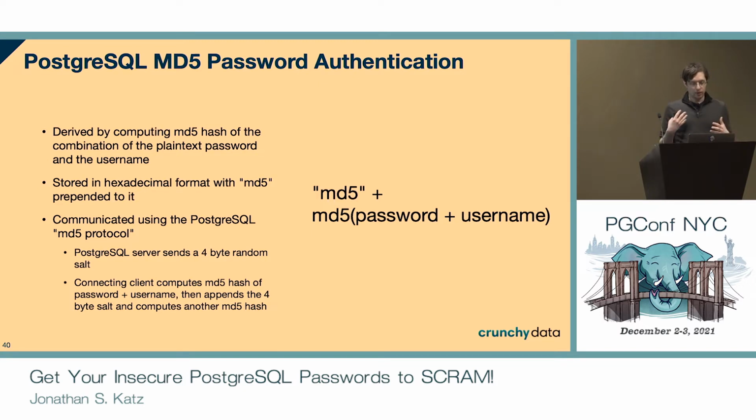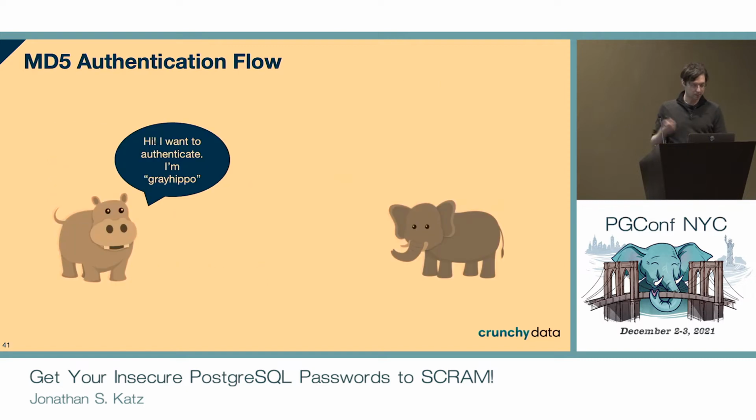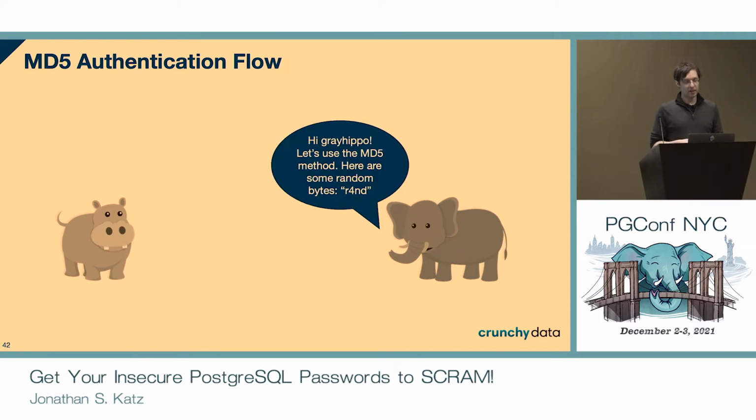The way that you do a verification is using what we call the Postgres MD5 protocol, which, as I mentioned, all of the client drivers, when this was added, had to update to be able to support this as part of the Postgres protocol. The way it works is that GreyHippo wants to authenticate. It says, hey, I'm GreyHippo. Postgres comes back and says, all right, GreyHippo, we're going to use the MD5 method for authentication. Here's 4 random bytes. In this case, I used R4ND.